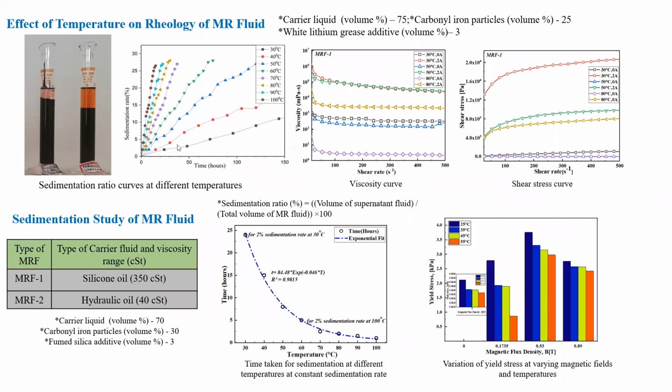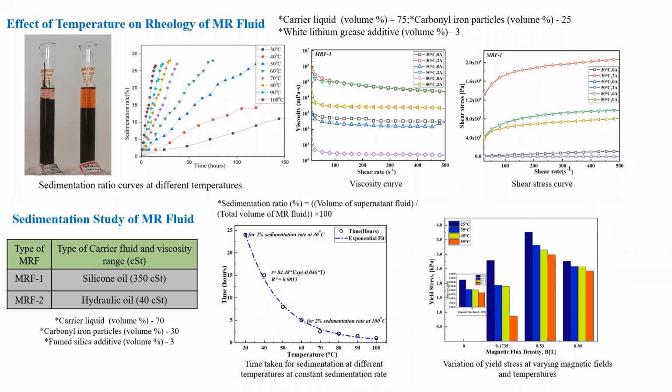Effect of temperature, as I've already told, versus the sedimentation. This is a very important property, because as soon as we put the magnetizable particles in the fluid, these particles have to mix very well with the silicone oil or whatever oil we use, and after some time, these iron particles are usually heavier compared to the oil, and they will come down and stay. So this should not happen.